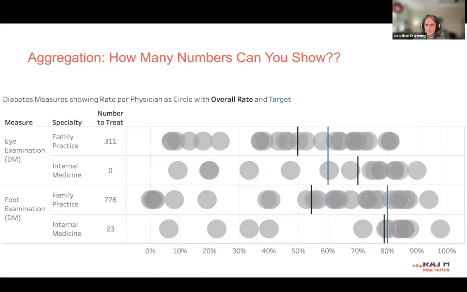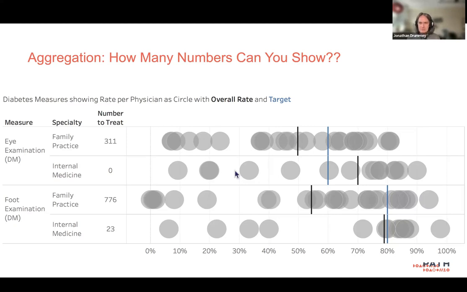So another way we can do that is to actually show a lot more numbers. So here we have a circle for each of the physicians in the practice. So this is called a strip chart or strip plot in some cases. So it's like a one-dimensional scatter plot is another way to think about this. And so we have each of our practitioners here and what their rate is. And then we have the blue line being the targets and the black reference line here being that overall rate.